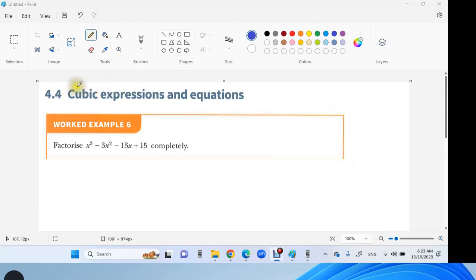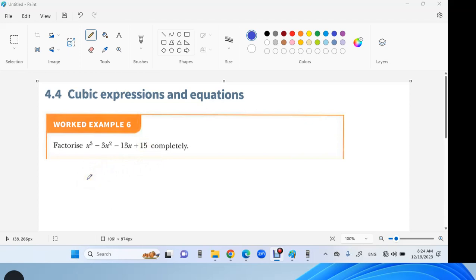So we go to 4.4, cubic expression and equation. Worked example number 6, they want us to factorize this equation completely. For the factorization of a cubic, what we need to do is find the root first.